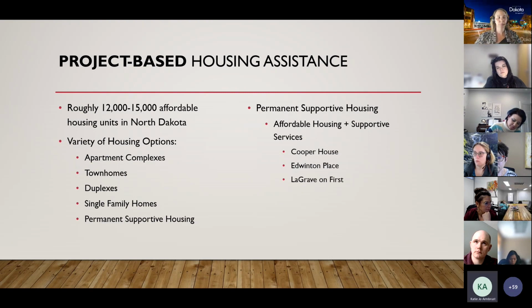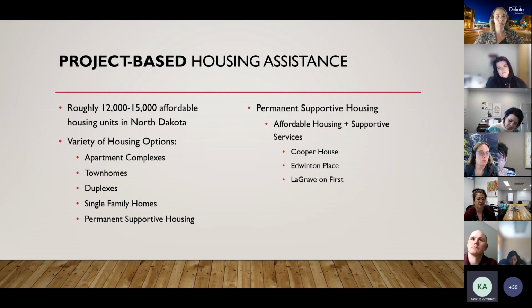When it comes to the permanent supportive housing piece, that's where we connect with coordinated entry and the continuum of care. There are a few places that are similar for permanent supportive housing: Cooper House, Edwinton Place, and then LaGrave on First. And like Chanel said, PSH by HUD standards is for people experiencing chronic homelessness.